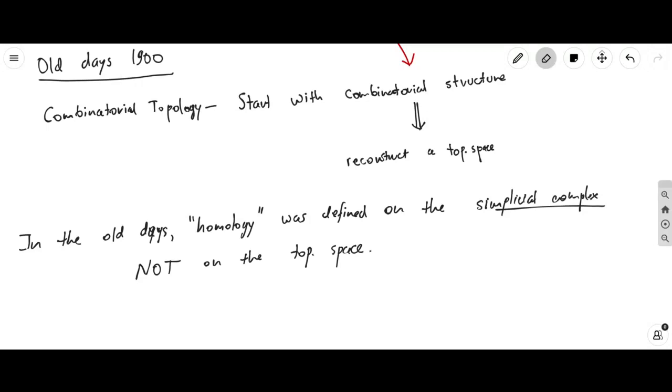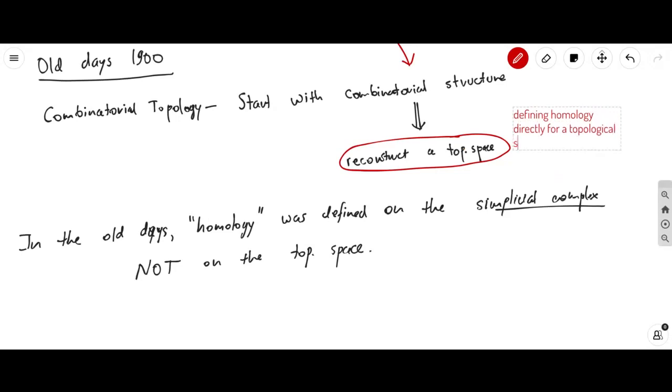Now, as we remarked, nowadays we do not do homology like this. The way we defined homology in the previous class is a little bit different. What we do nowadays is define homology directly for a topological space. We just immediately start with a topological space. And you see, this is a lot better because clearly it is invariant for combinatorial structures because it does not even use them.